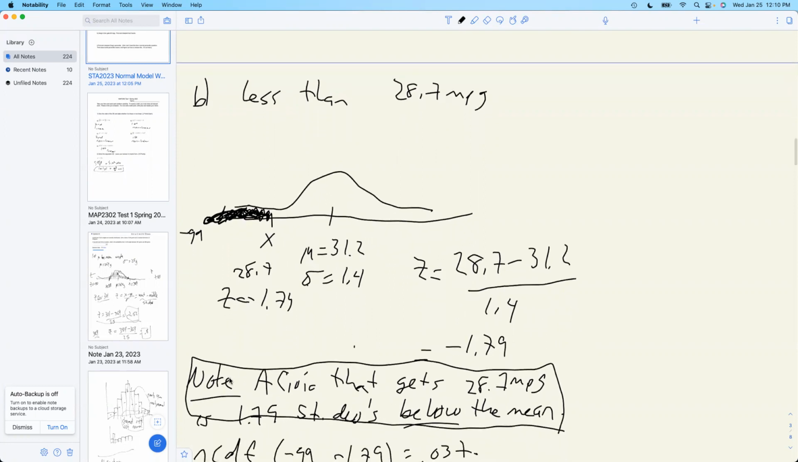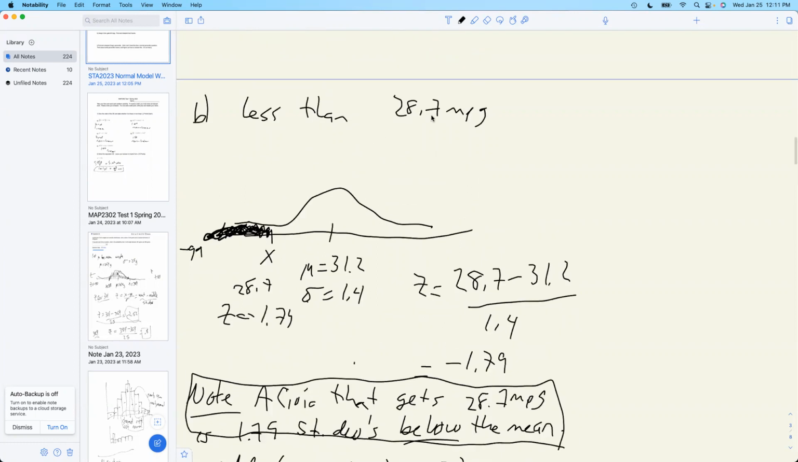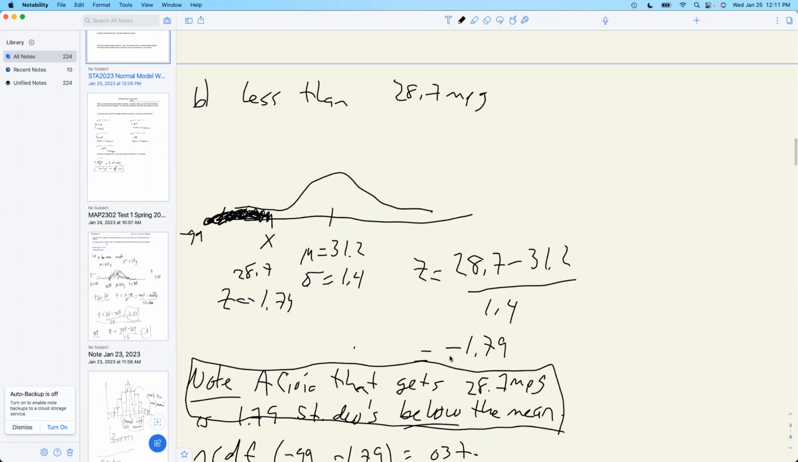So what does that z-score mean? So I wrote a little note here. That means that that car that gets 28 miles per gallon is 1.79 standard deviations below the mean. How do I know it's below the mean? How do I know this car right here is less than average? Well, first off, it's smaller. 28 is a smaller number. Secondly, you got a negative z-score. Negative z-scores are below the mean. Positives are above, negatives are below. Okay, but we haven't answered the question. That was just like a little side note there.